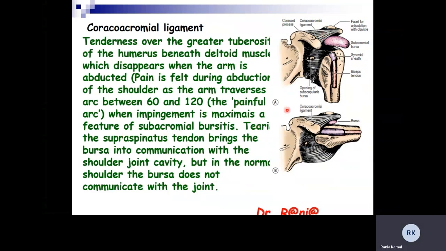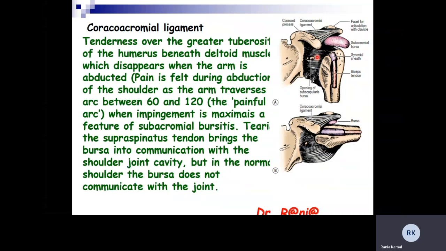It might lead to tearing of the supraspinatus tendon, and the supraspinatus tendon will have avascular necrosis here. When it ruptures, the subacromial bursa might communicate with the capsule of the shoulder joint, which normally does not happen.